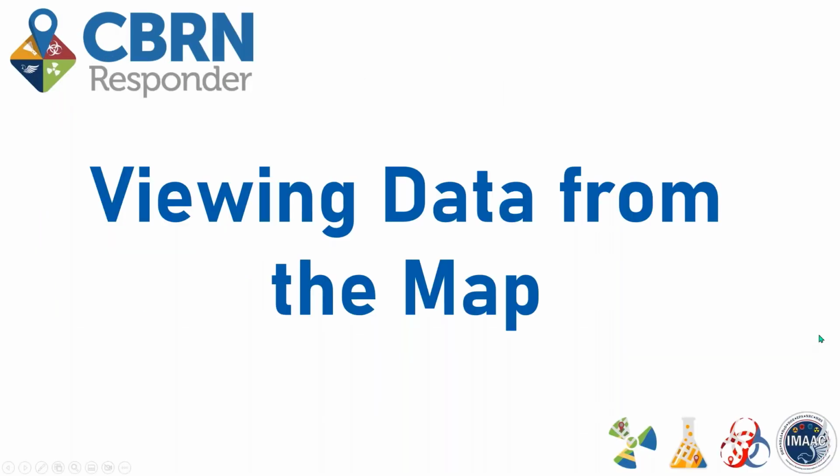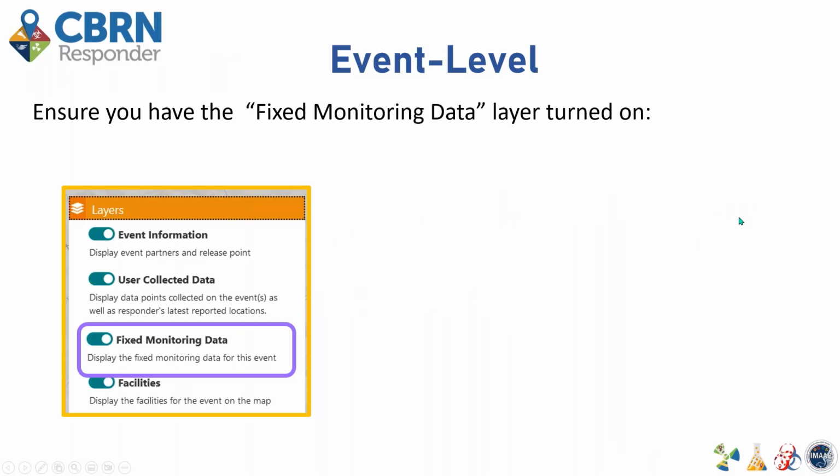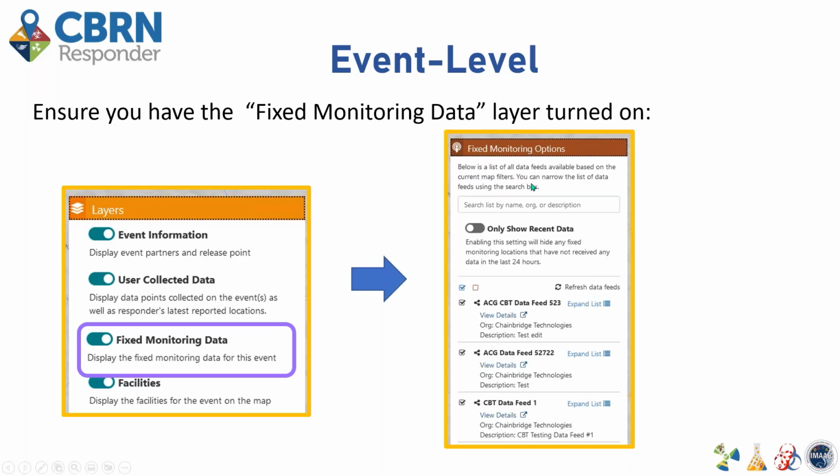So I'm now going to go into viewing data from the event map. First, you want to ensure that you do have that layer turned on. So make sure fixed monitoring data is toggled on. You will then see the fixed monitoring options section, and you want to open that up. And it does let you know at the top, it gives a little description that this is all data feeds that you have. So you'll see all of them listed.